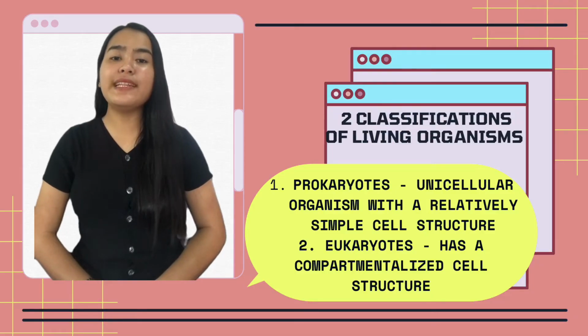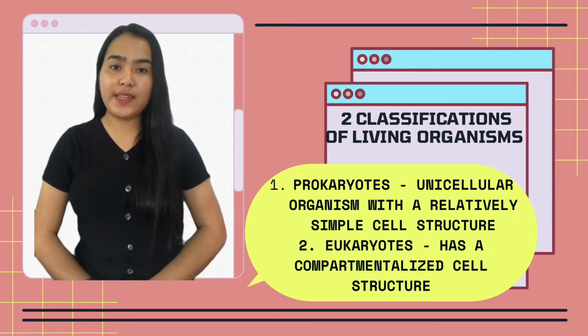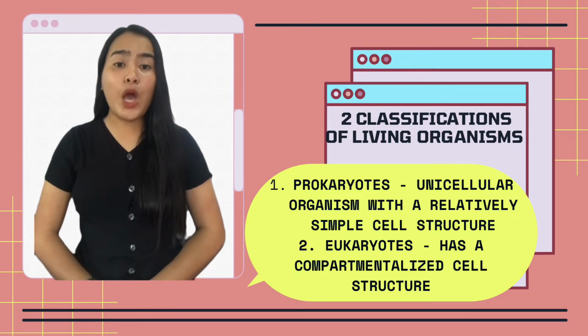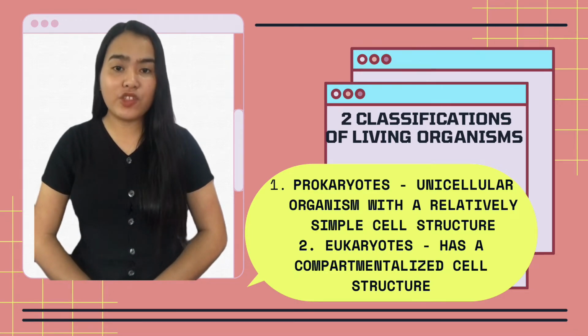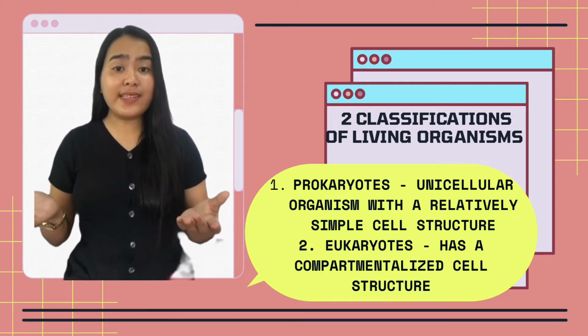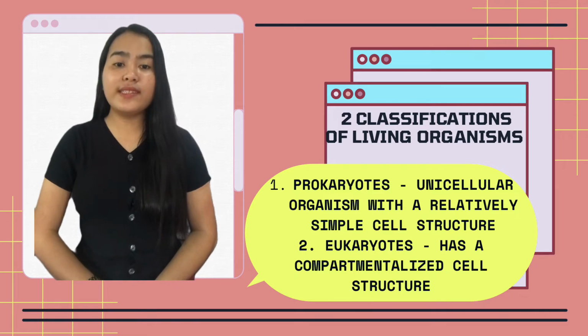Biologists have traditionally classified all living organisms into two major groups, the prokaryotes and the eukaryotes. A prokaryote is a unicellular organism with a relatively simple cell structure. A eukaryote has a compartmentalized cell structure with components bounded by intracellular membranes. Eukaryotes may be either unicellular or multicellular.